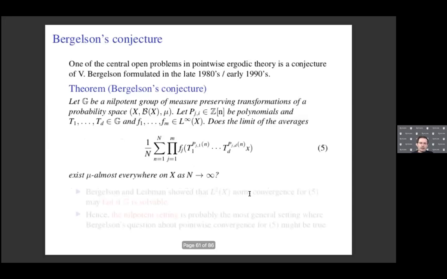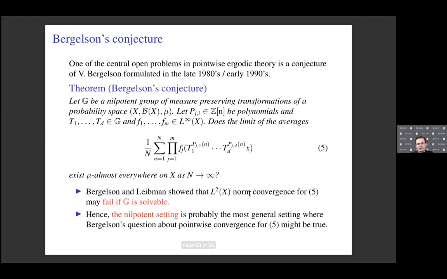But now there is a question about the pointwise convergence for this class of averaging operators. And one of the central open problems in pointwise ergodic theory is a conjecture of Bergelson, which was formulated in the late 80s or early 90s. It can be formulated as follows. If G is a nilpotent group of measure preserving transformations of a probability space X, and we have polynomials with integer coefficients, then the question is whether the averaging operators of this form converge almost everywhere as n goes to infinity. What was observed by Bergelson and Leibman is that the L2 norm convergence for this kind of averaging operator may fail if G is a solvable group. So if we go beyond the class of nilpotent groups, then this theorem cannot be true.